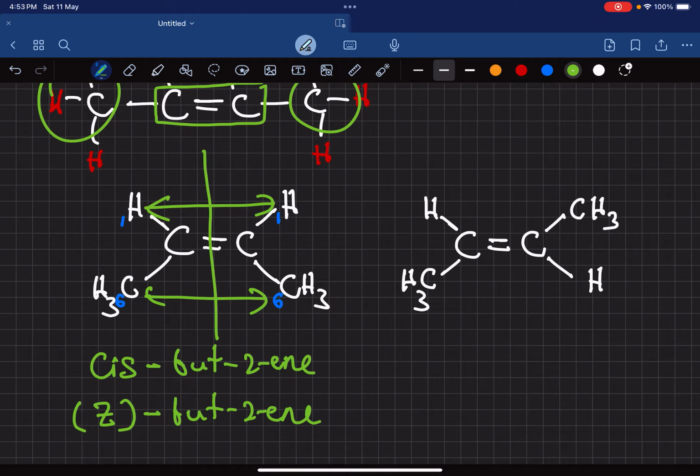If this is Z, then what happens here is this is 6, this is 1, this is 1, this is 6. You see the numbers on opposite sides are facing each other, big facing small. So this is called trans, trans but 2-ene.